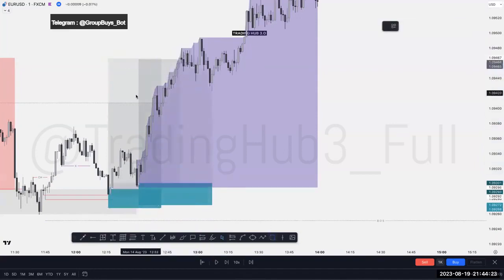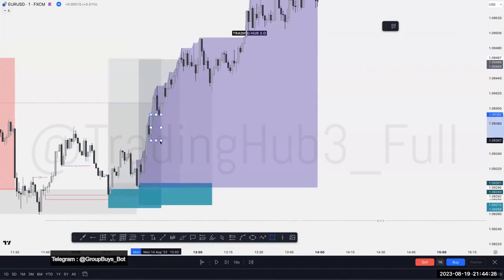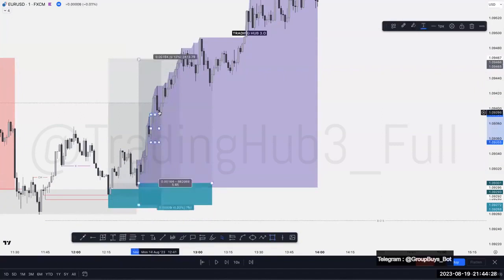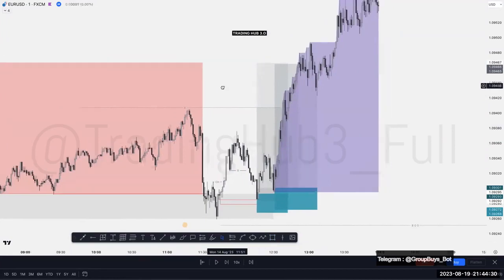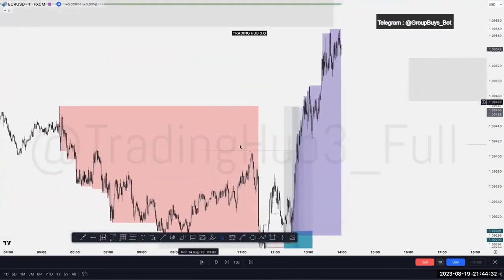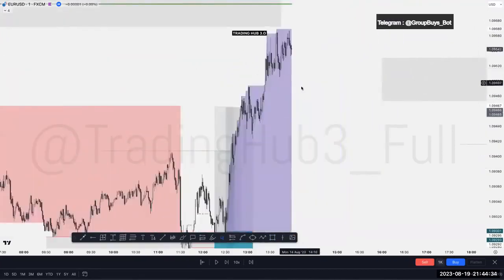Again, what happened here? This candle grabbed the previous candle's liquidity. You can add one more position at this point, right? Now, so this was our bullish, buy side entry.